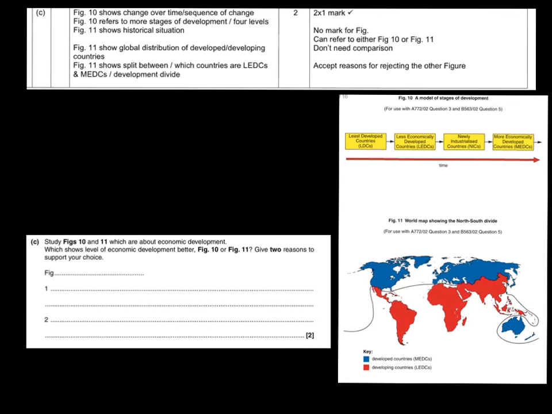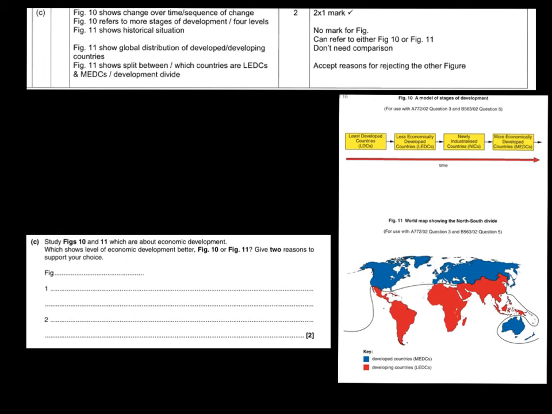Question C is actually quite a strange one, really. It's asking you to have a look at these 2 models and to basically say what's the best one. And what makes it quite challenging is you're asked then to give 2 reasons to support your choice. Now again, this is where technique comes in. Just almost say what you can see. So if we take this one up here, what can we see? Well, it shows how countries change over time. Well, that's one advantage. And it's got 1, 2, 3, 4 different types of countries. So again, it's got more types and it shows change.